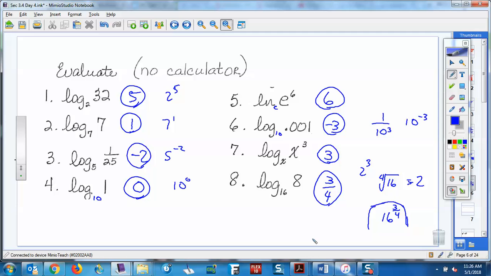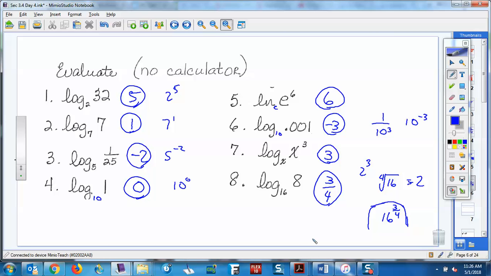Negative 2. 1/25 is 1 over 5 squared, which is 5 to the negative 2. So log base 5 to the negative 2, it's negative 2. Number 4. 0. Log of 1, any log of any base of 1 is 0. But this happens to be base 10, right? No base, it's a 10. 10 to the 0 would make 1, so it's 0.